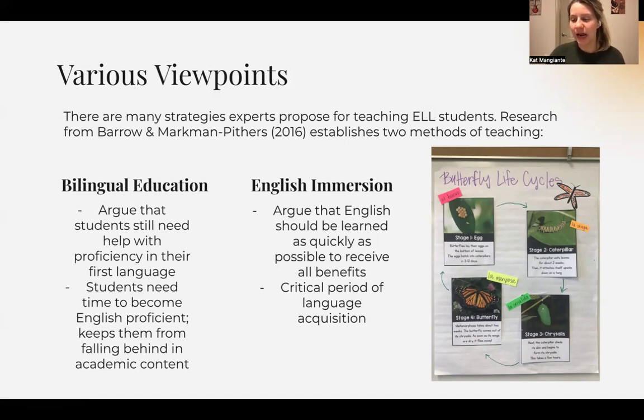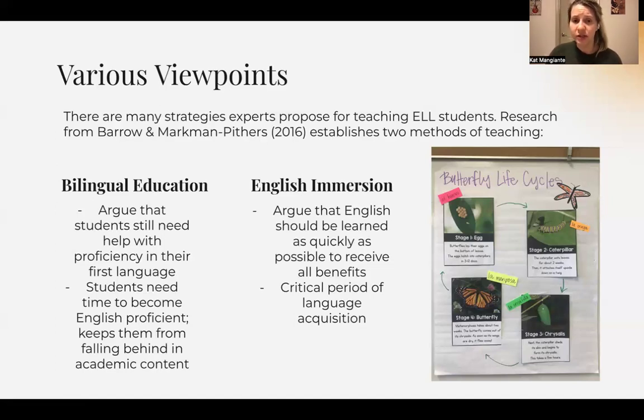Experts have many opinions about how to teach ELL students, but most of them agree that one of the two options here are bilingual education and English language immersion. People who support bilingual education argue that students still need help with proficiency in their first language. Again, specifically, I guess we're targeting kindergarten through second grade. And the students need time anyway to become English proficient, and this keeps them from falling behind in their academic content. Bilingual education would be taught in students' home languages as well as English, so the academic content, like life cycle, as shown here in the life cycle of a butterfly, that kind of content would be covered in their first language so that they would still be able to learn that without necessarily having the hurdle of not knowing English.